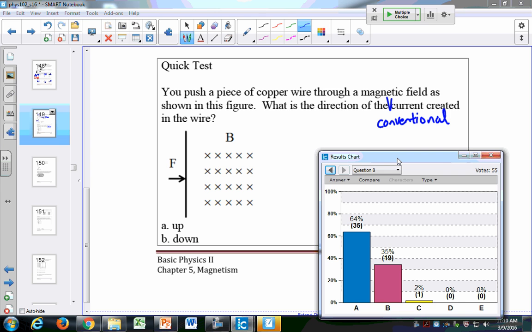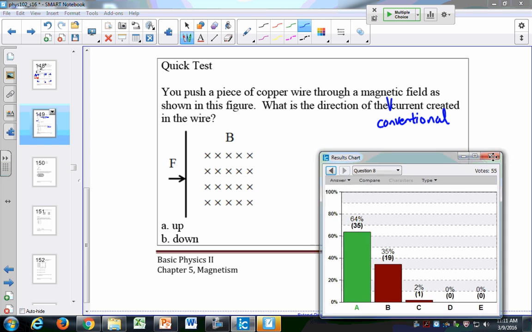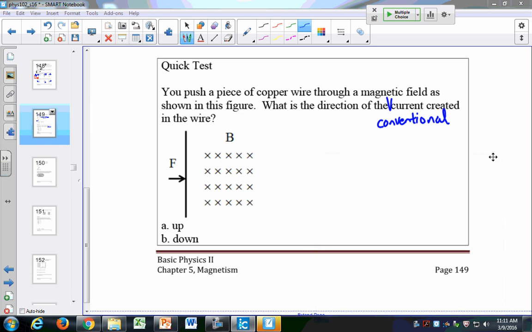Was there a C? There wasn't a C. Okay, sometimes your fingers. All right, so here my velocity is in this direction. I'm moving this object through, so my velocity vector is in this direction. My magnetic field is into the page. That means that my charges are going to move up. So A is the correct answer. If they were electrons, which is the normal case, they would move down instead. But A is the right answer.